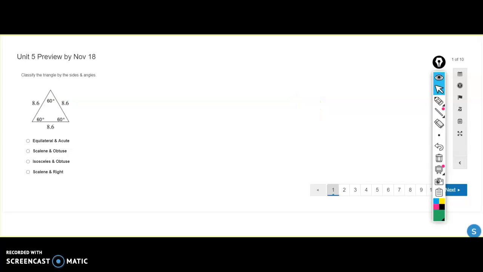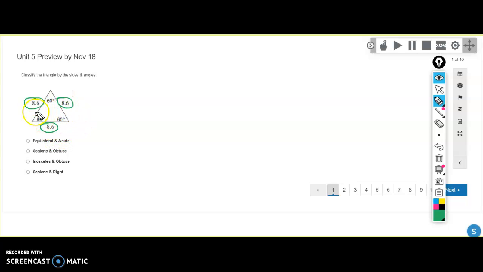So it says classify the triangle by the sides and the angles. So I want to look at my sides and I want to see if they're the same, if they're different. If they are different, are they all different? Are they all the same? Or do I have two sides the same?